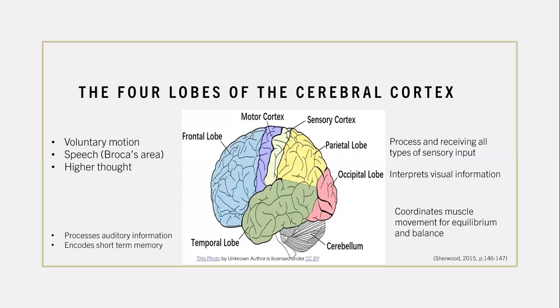The occipital lobe focuses on taking in and interpreting visual information. And the last one, the temporal lobe. The temporal lobe interprets sound, especially sound as in musical rhythms, and it does process some short-term memory information as well.